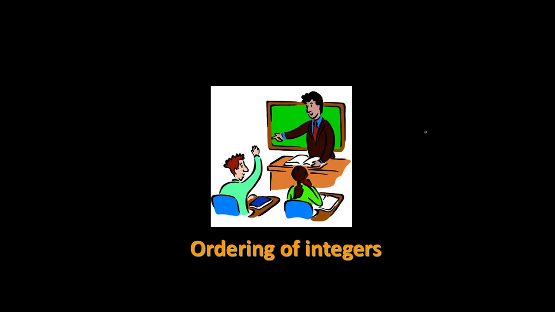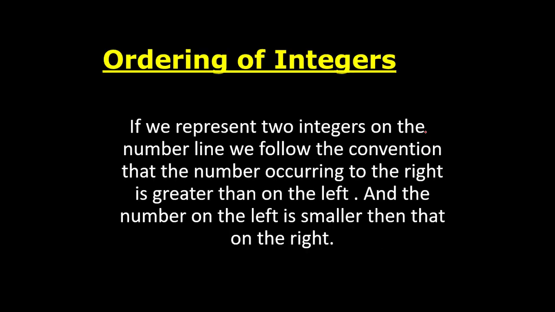Now, ordering of integers. If we represent 2 integers on the number line, we follow the convention that the number occurring to the right is greater than the one on the left, and the number on the left is smaller than that on the right.